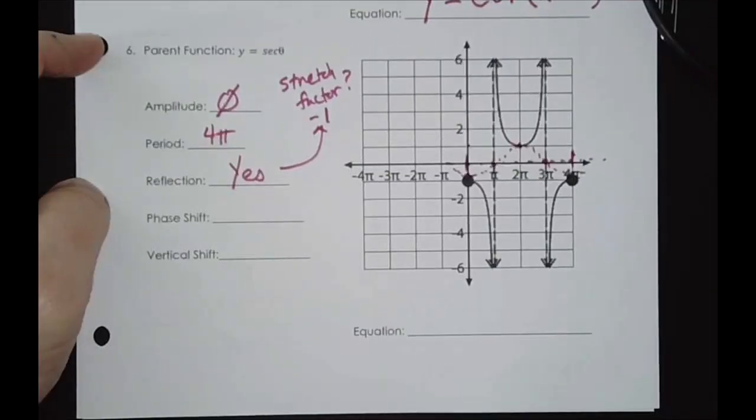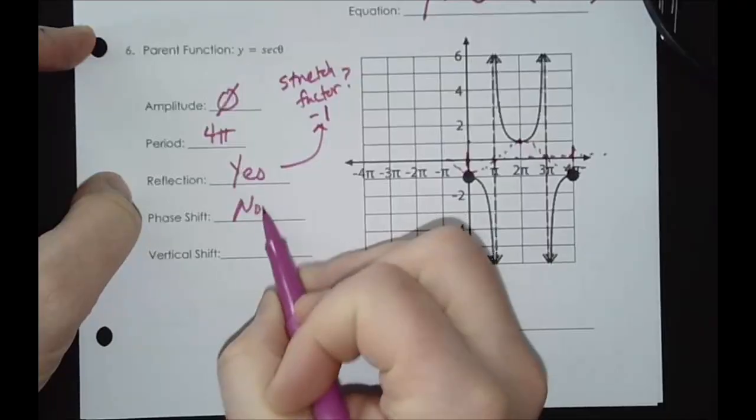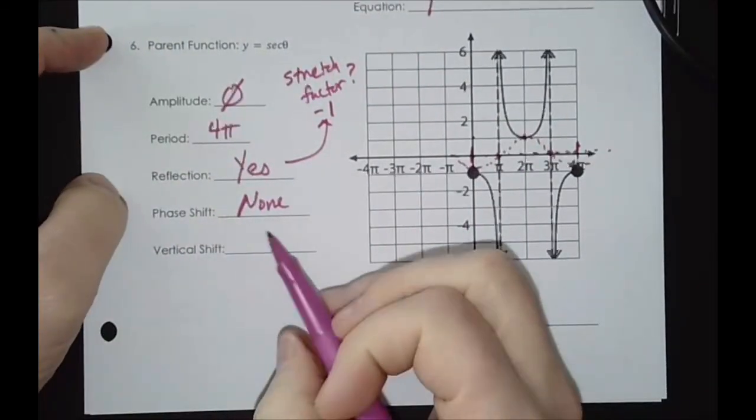Is there a phase shift, left or right? Does not shift it left or right, no. That means no add or subtract in the parentheses. Is there a vertical shift, up or down?